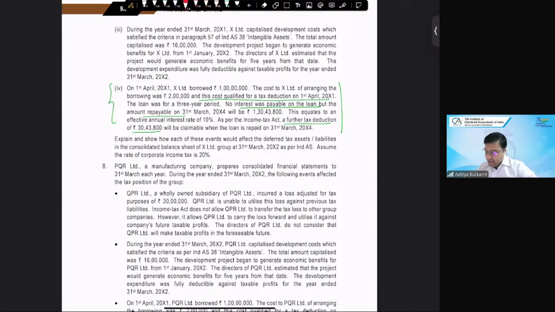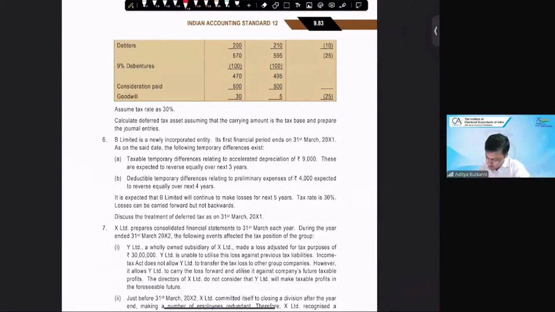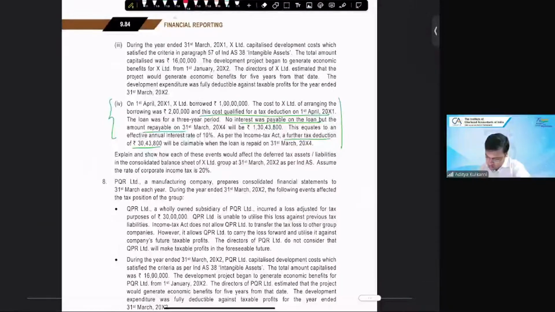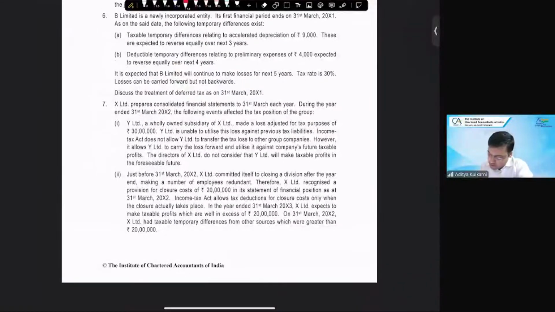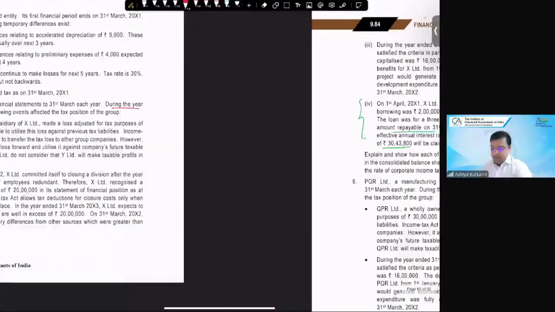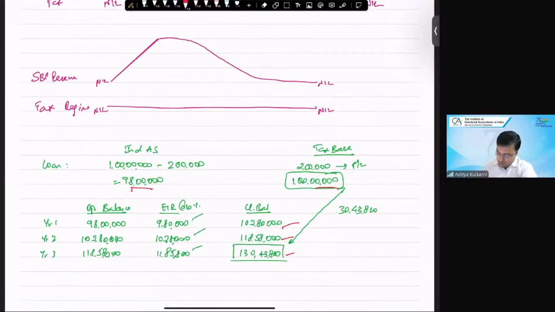So initially, the deferred tax asset will be on the amount of... for which year has it been asked, or has it been asked in general? Sir, it has been asked in general, and here only 1 year has been computed. No, there is a reason for it. During the year ended 31st March X2, right? So it is asking for the year ended 31st March X2.